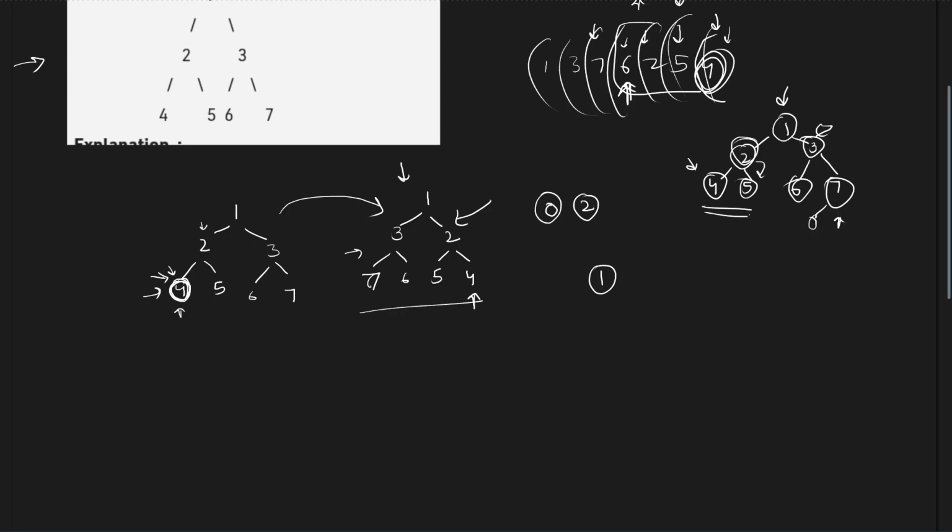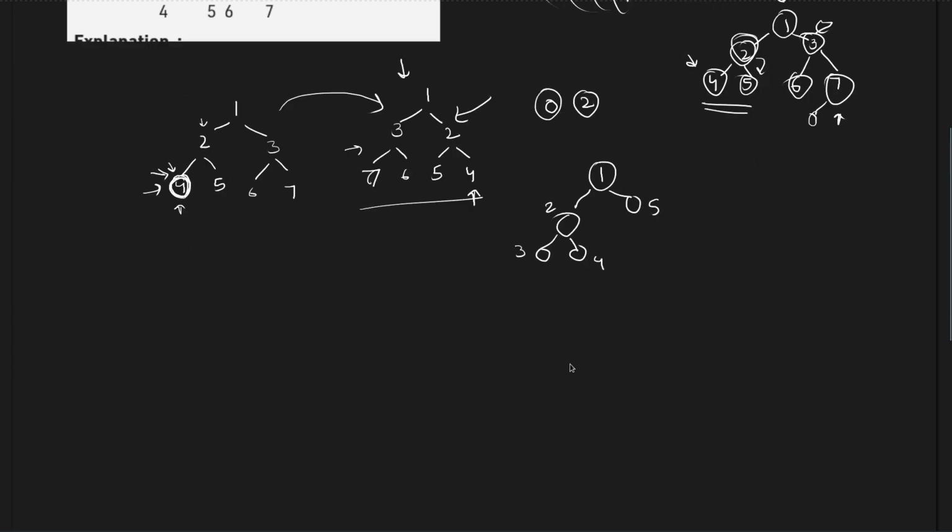Let's say the tree structure is something like this. This is 2, this is 3, this is 4, this is 5. Let me write the pre-order first. The pre-order would be 1, 2, 3, 4 and 5. Now let me construct a mirror of this tree. The mirror would look something like this: 5 here, and then 2 will come here, and its 2 children will get swapped, so it will be 4 and 3. If I write the pre-order of this tree now, it will be 1, 5, 2, 4 and 3.